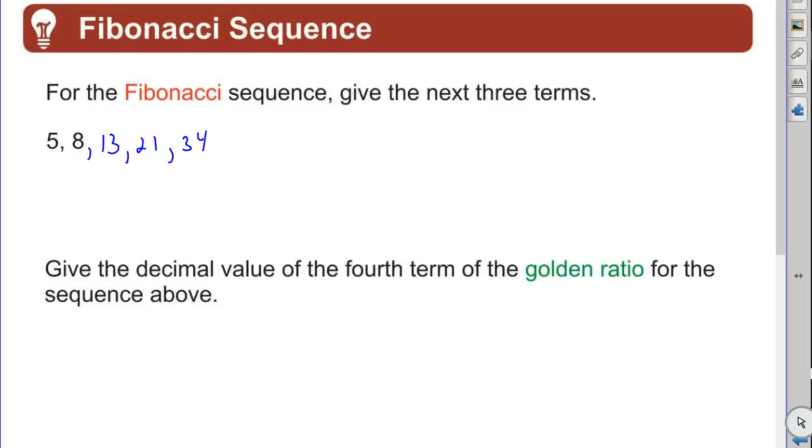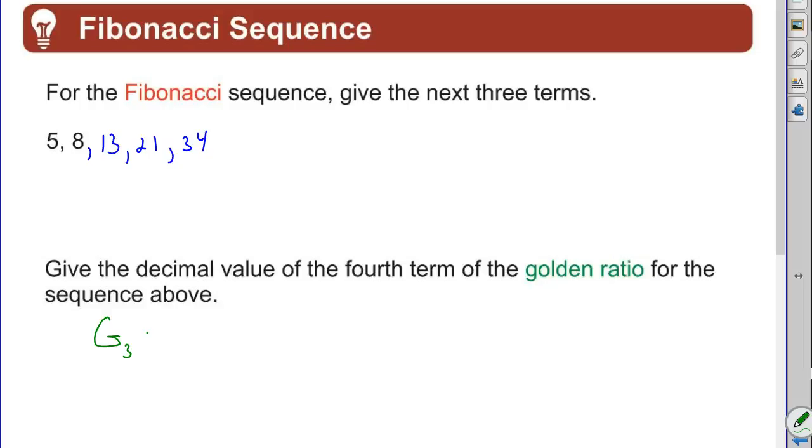So I've asked the question, give the decimal value of the third term of the golden ratio. All right, so usually we use a capital G. Here, I'm going to do this one in green. Why not? Capital G. And I want the third term, so G sub 3. All right, so you have to remember how to figure out the third term of a golden ratio, right?